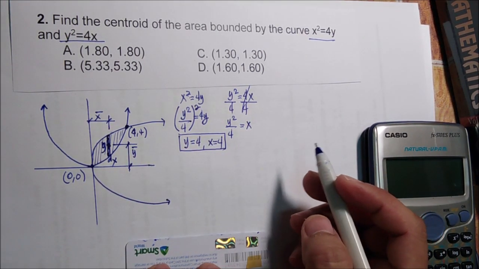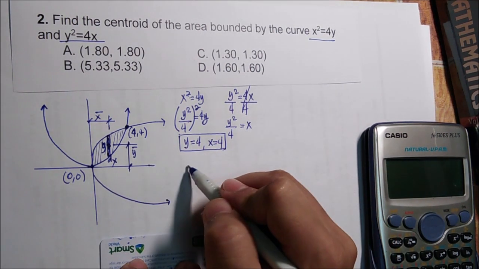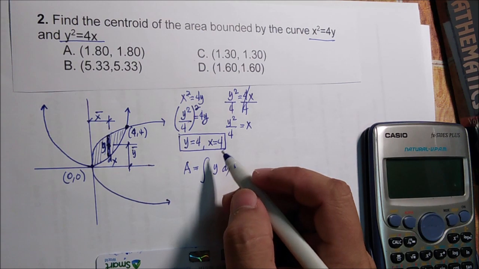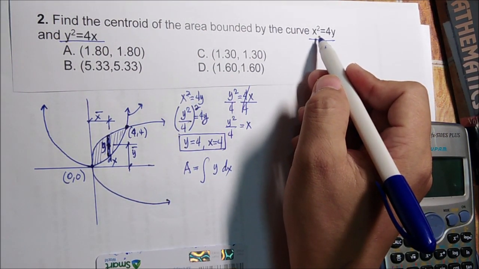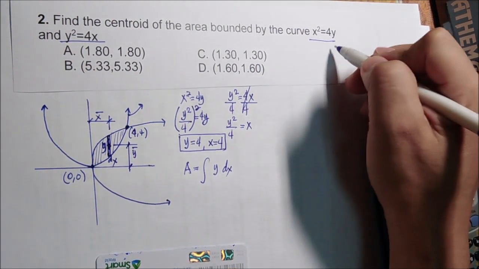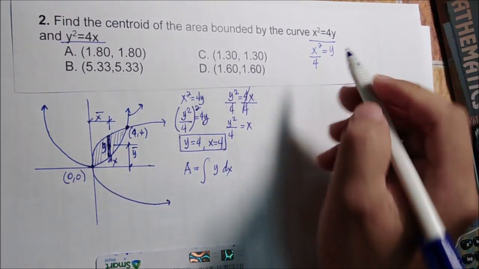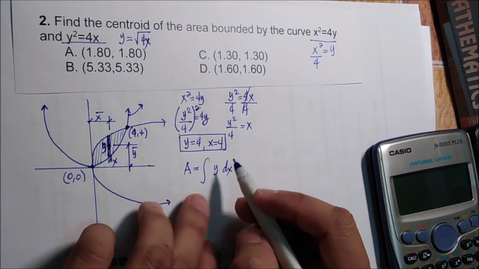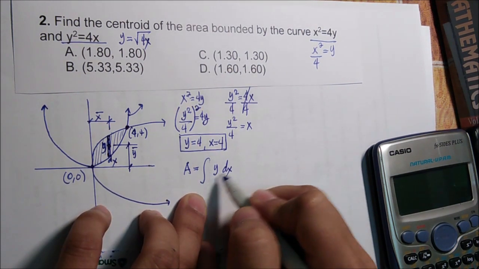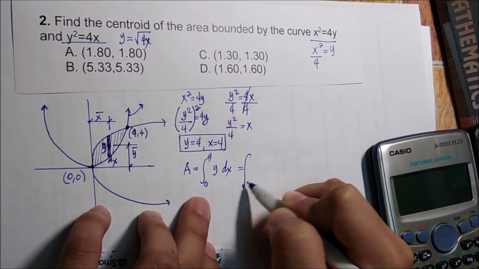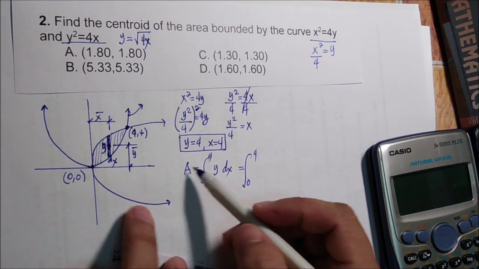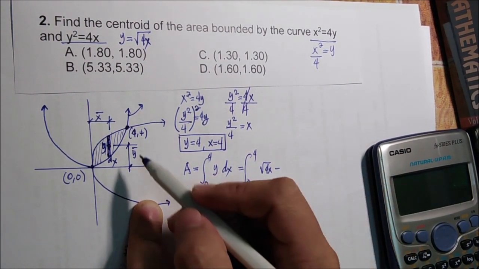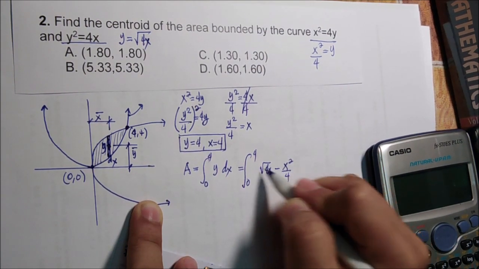Now, the next thing to do is to calculate the area of this region. So the area is equal to the integral of y dx. Take the value of y: this will be y equals x squared over 4, and this will be y equals square root of 4x. So your limit here in terms of x is 0 to 4, and your y will be equal to y of the first, square root of 4x, minus y of the second curve, x squared over 4, dx.